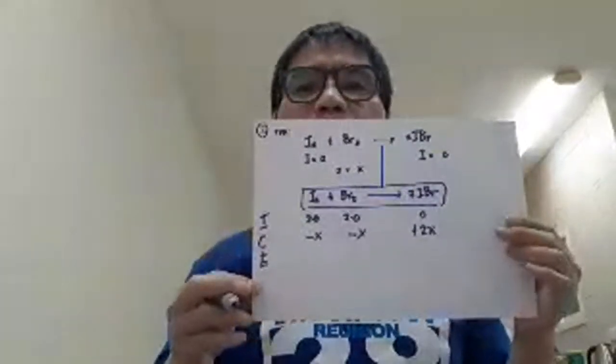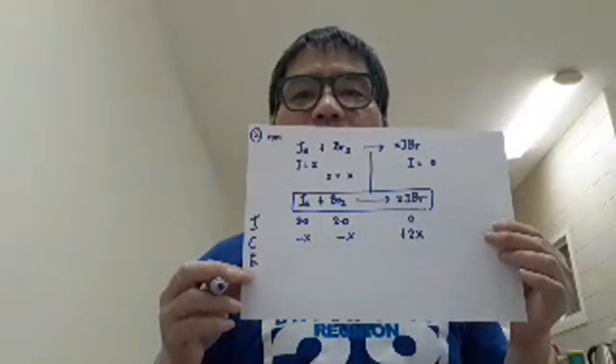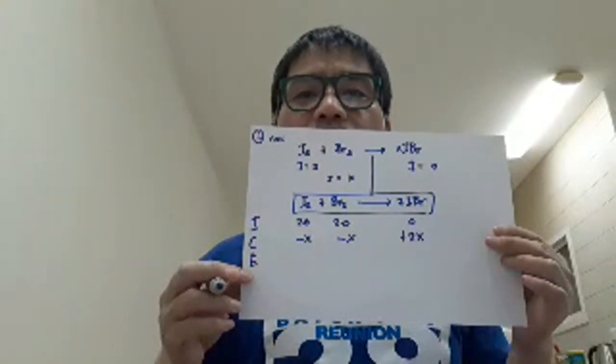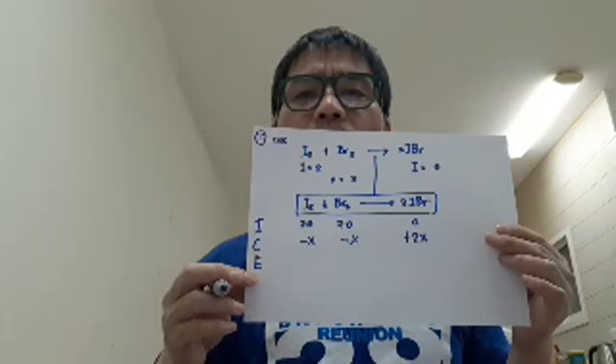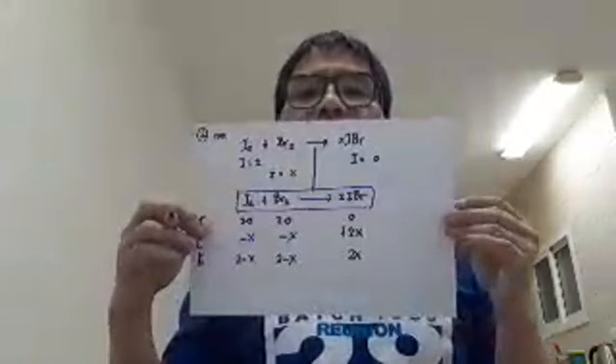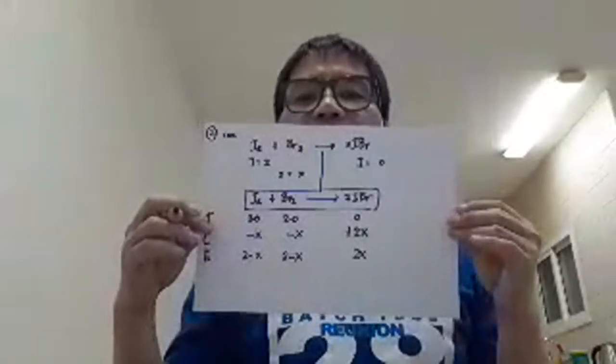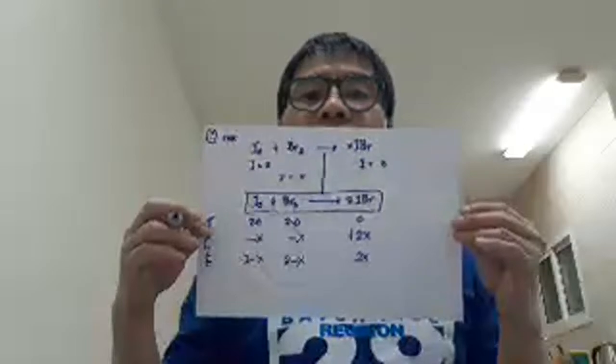Equilibrium. In the equilibrium, that would be equal now to 2 minus x, both I2 and Br2. Or you can say 2 minus x is equal to 0, but since 0 is nothing, you can just write 2 minus x each, because of the same 2 molar concentrations initially. But our 2 IBr will become 2x. The plus sign is removed because it's irrelevant; if there's no sign, that would mean positive.